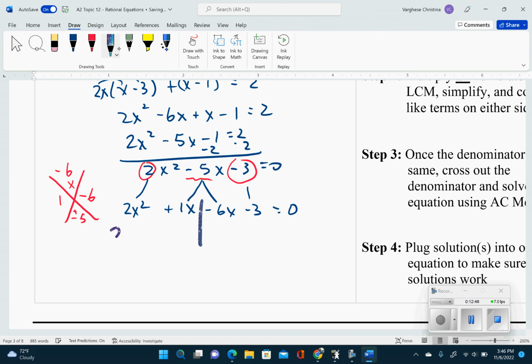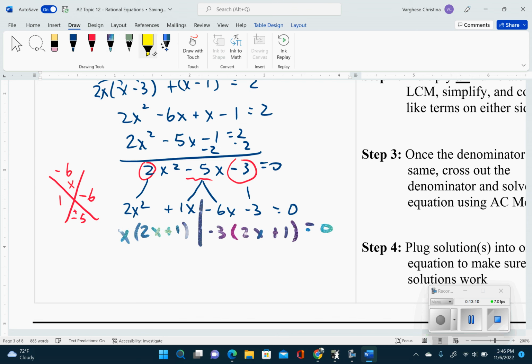So once I get to this point right here, I split this down the middle and I factor. So this is an x that is the same here. And what am I left with? 2x plus 1. And over here, if I factor out a -3, I'm also left with 2x plus 1 equals 0. And now I take whatever is common. So you see this 2x plus 1 is common in both. So I'm going to write that 2x plus 1 in one of the bubbles. And in the other bubble, I'm going to write down what's left, which is x and a -3 equals 0.